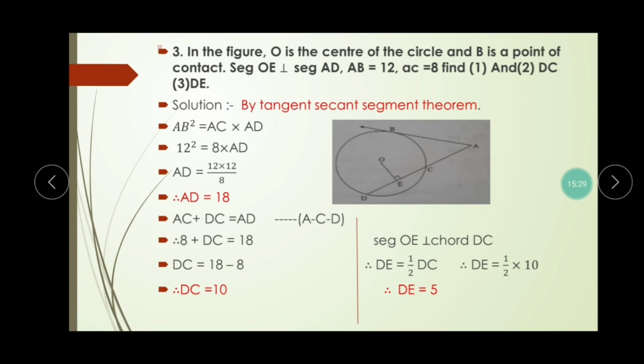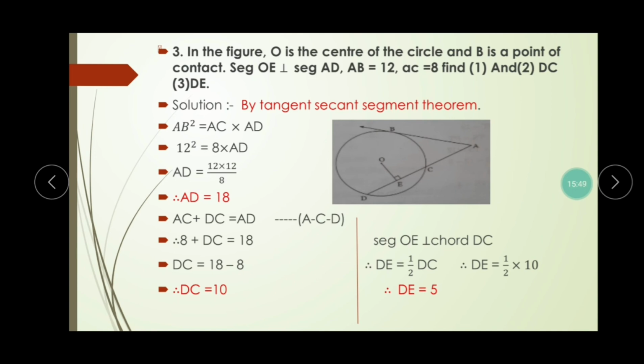So the perpendicular drawn from the center to the chord, what does it do? It bisects the chord. So the length of DE will be equal to half of DC. So half of 10 will be equal to 5. So the length of DE is equal to 5.